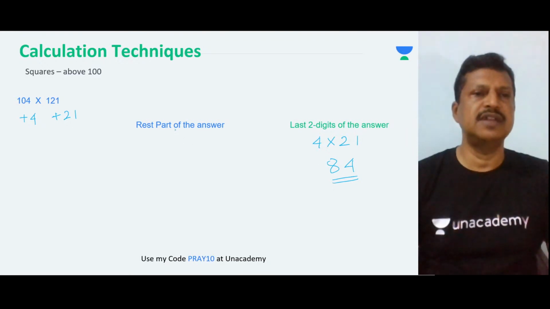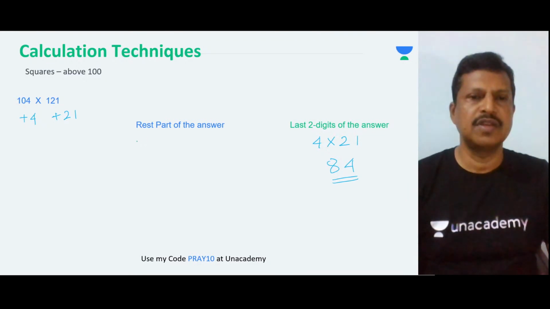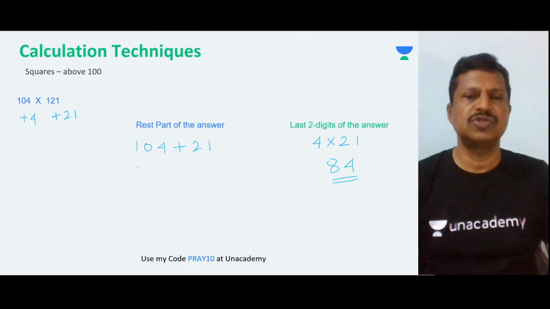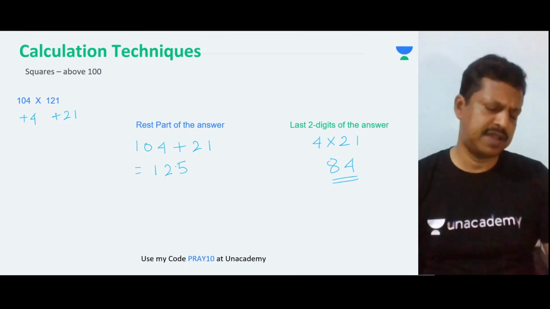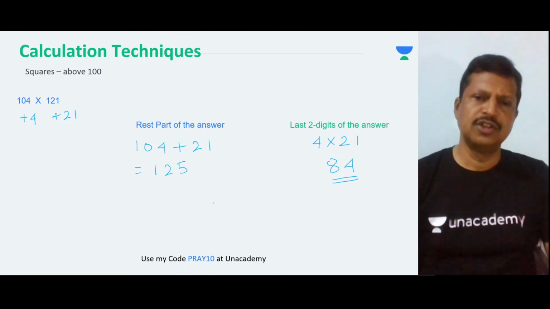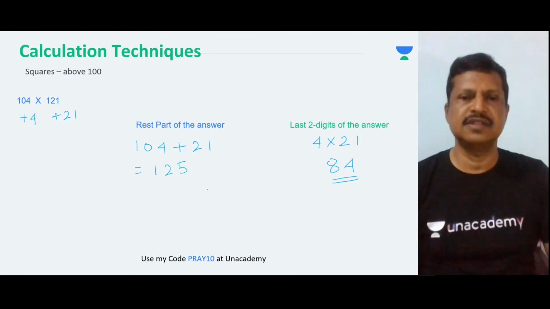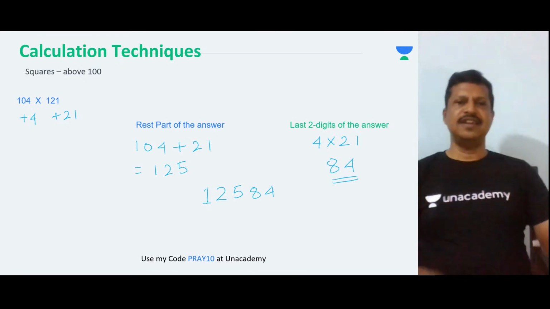So what is the rest part of the answer? The rest part of the answer comes out to be 104 plus 21. So this is 125. Right. So what is the final answer? Final answer is 12584. I hope this part is clear.